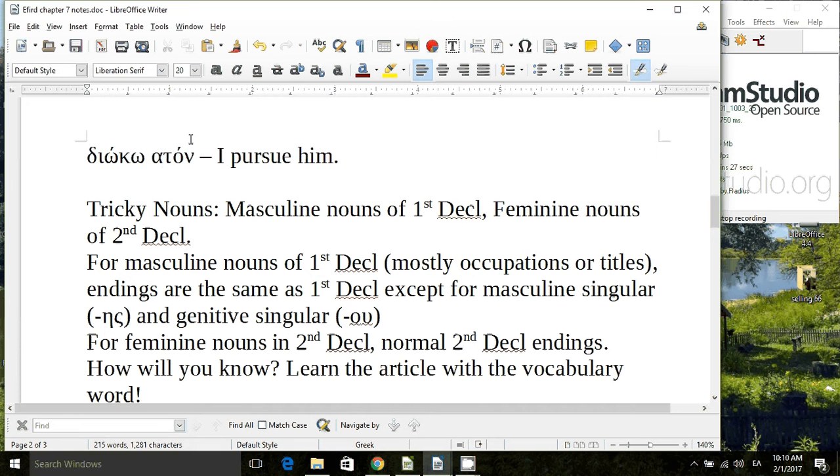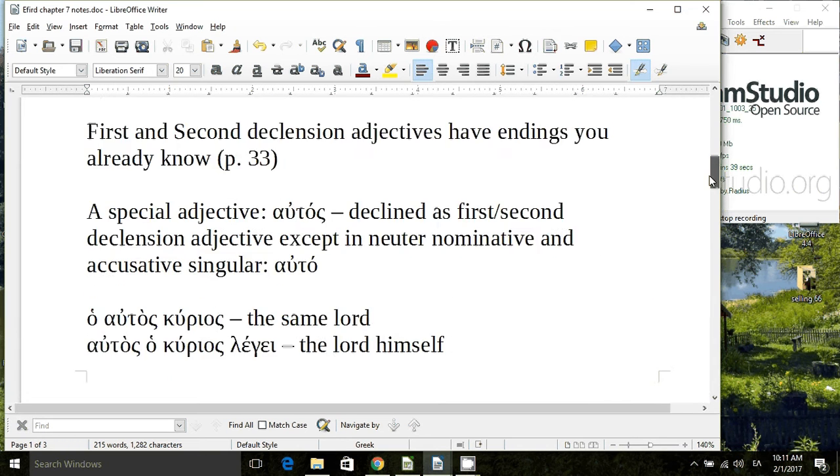Goodness sakes. There we go. It's masculine, accusative singular, I pursue him. Okay. So you need to make a flashcard of all those different usages of autos.